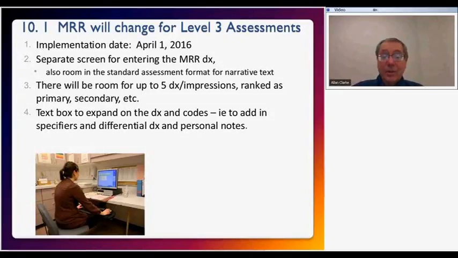There'll be a text box where you can expand on the diagnosis and code. So sometimes with the diagnosis, we have a DSM-5 dictionary now that comes from Meditech, who got it from the American Psychiatric Association. And some of the diagnoses include the specifiers and some of them don't, just the way the coding works. So you will have text room if you want to add some of the specifiers, differential diagnosis, or any kind of personal note.